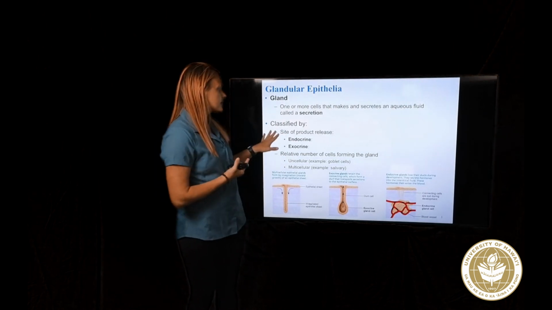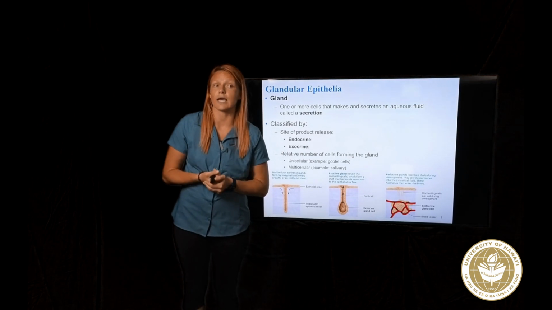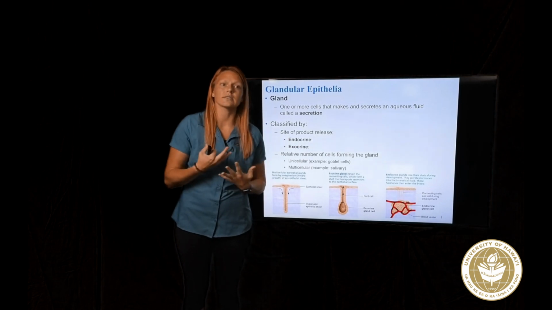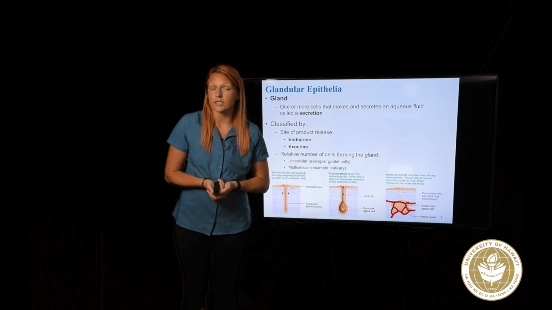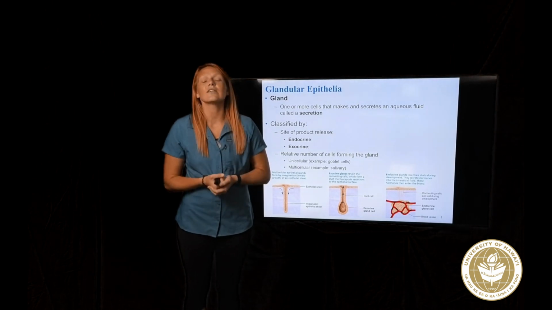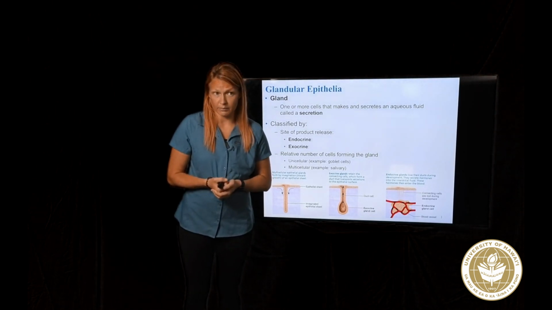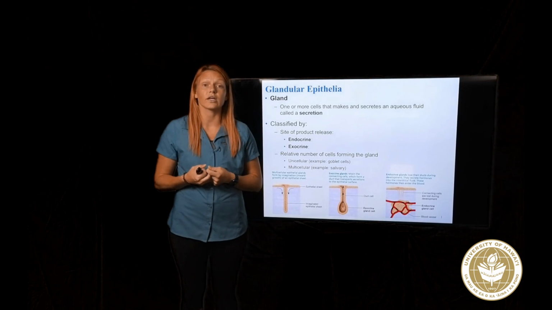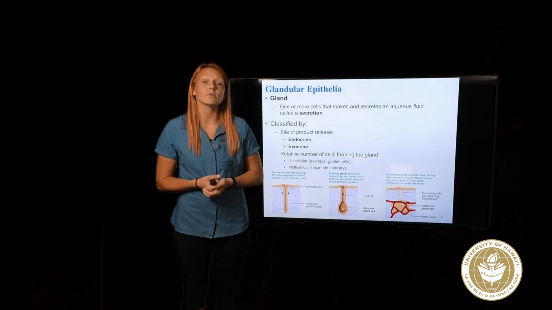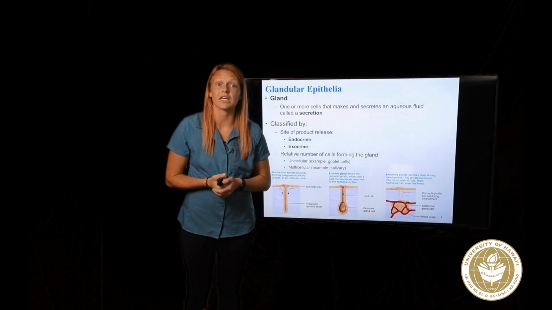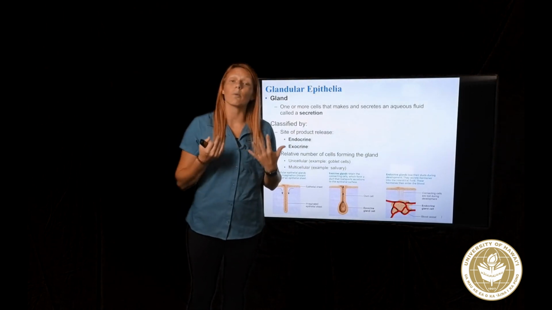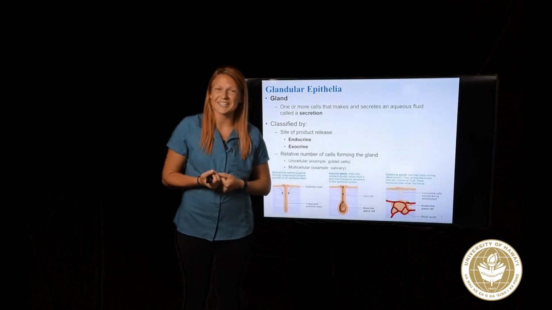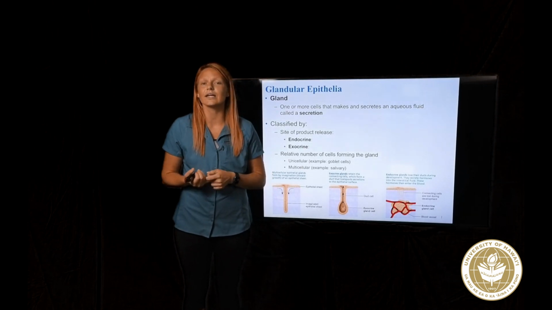So when we look at the site of product release, we have two different types. We have our endocrine glands. Endo meaning inner, right? So endocrine glands are going to be our ductless glands. They actually lose their ducts during the development process. So secretions are not going to be released into a duct in endocrine glands because there are no ducts, right? They're actually going to be released instead into the surrounding interstitial fluid, which is then picked up by our circulatory system. So they are going to secrete via that process of exocytosis that we talked about earlier in the semester.